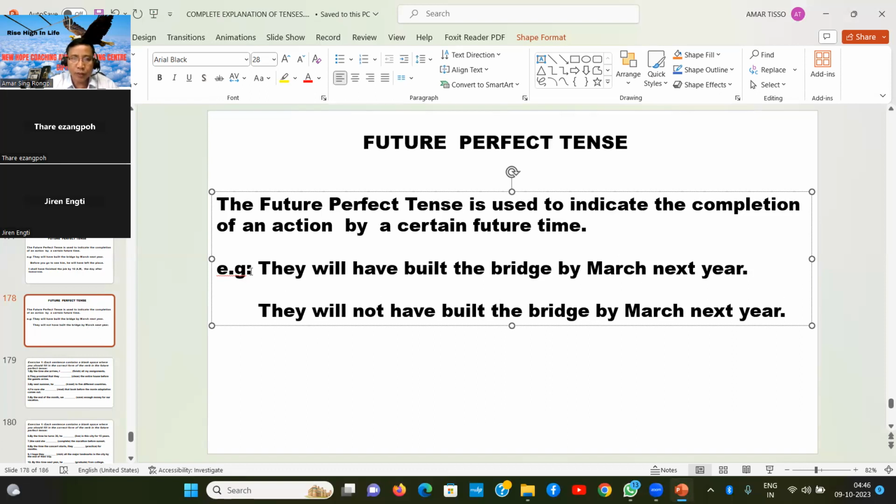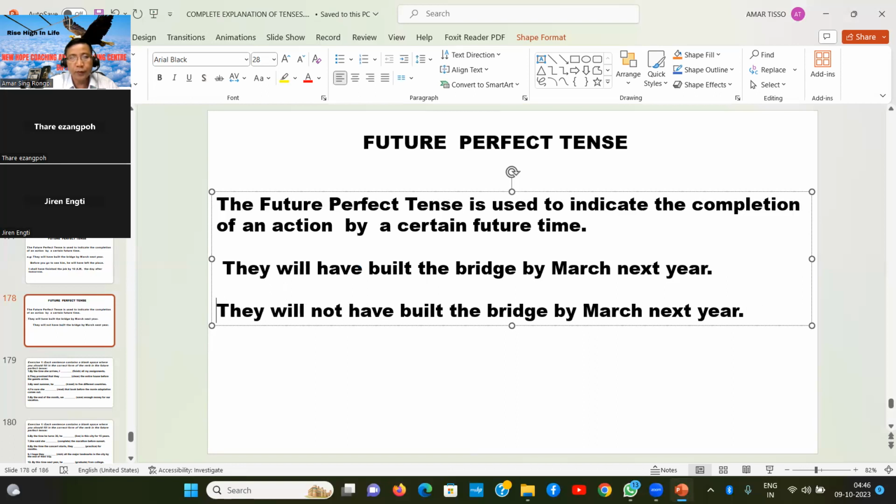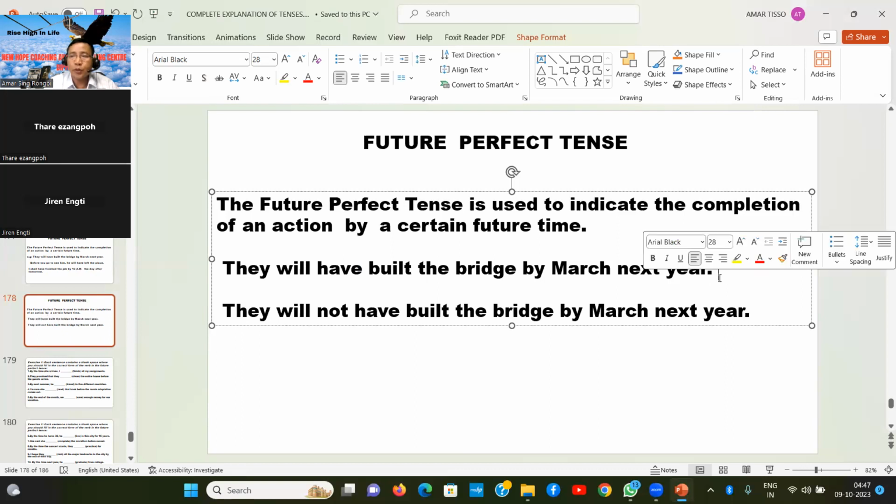Let's add a question tag to these sentences. Two sentences. One is affirmative, the other one is negative. Okay, let's use a question tag here. They will have built the bridge by March next year. So what should be the question tag here?